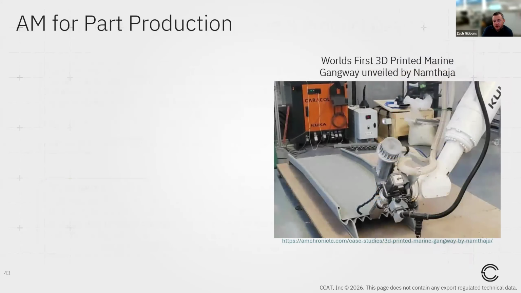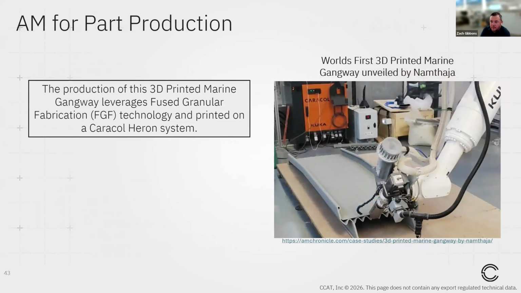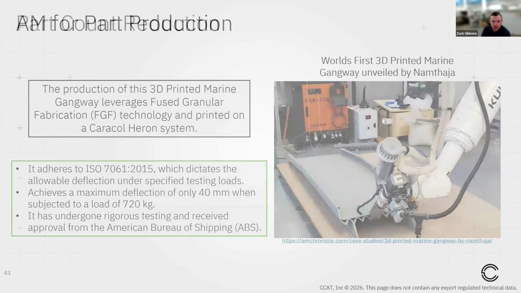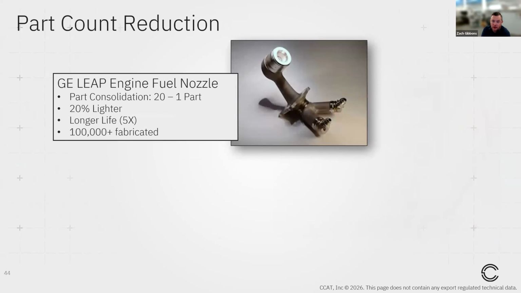Right? We look at AM for part production. Here's an example of a marine gangway. For those of you who know what a gangway is, wonderful. For those who don't, if you've ever walked on a big boat and walked up a ramp, that ramp is referred to as a gangway. So they were using large format polymer additive here to print this gangway, which is satisfying their ISO requirements for allowable deflection under specified loads. It has undergone testing and has since been approved by the American Bureau of Shipping for actual use in the field. Okay, and then we can use additive for part count reduction.